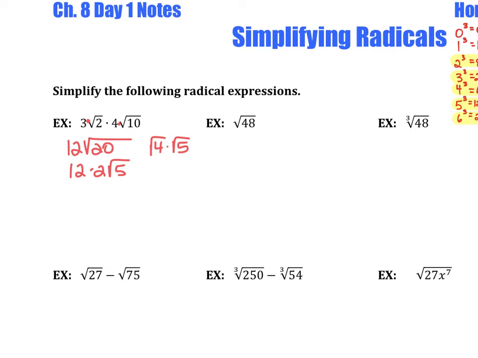All right, and then finally, for our final answer, we're going to take this 12 times 2, multiply that together, so our final answer will be 24 root 5.